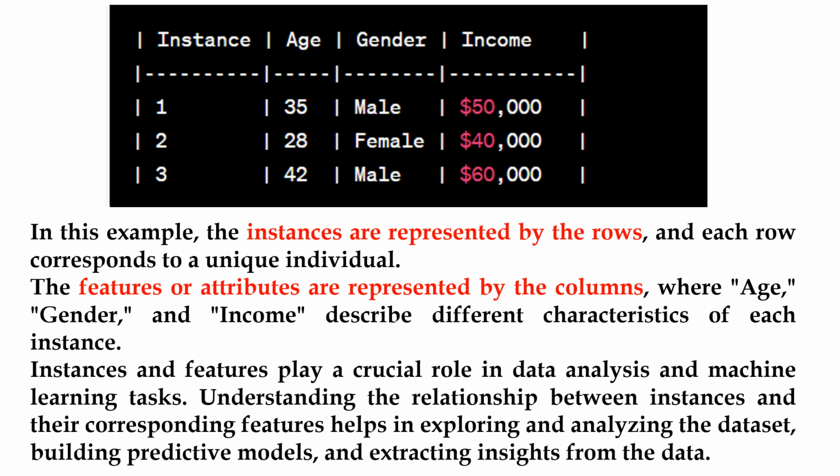To illustrate further, let's consider a simplified example of a dataset. In this example, the instances are represented by the rows, and each row corresponds to a unique individual. The features or attributes are represented by the columns, where age, gender, and income describe different characteristics of each instance. Instances and features play a crucial role in data analysis and machine learning tasks. Understanding the relationship between instances and their corresponding features helps in exploring and analyzing the dataset, building predictive models, and extracting insights from the data.